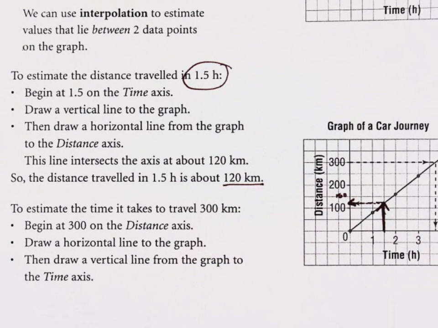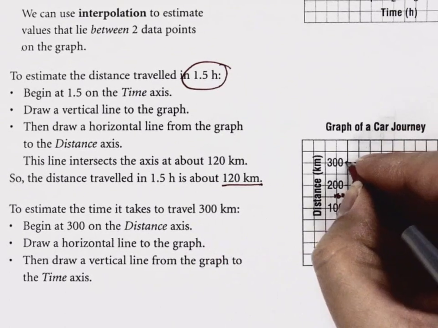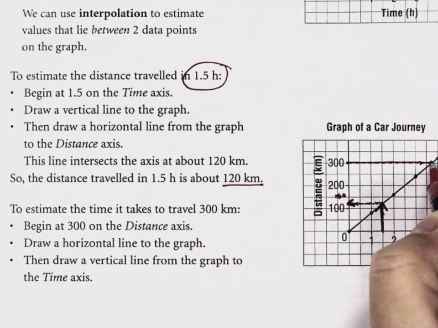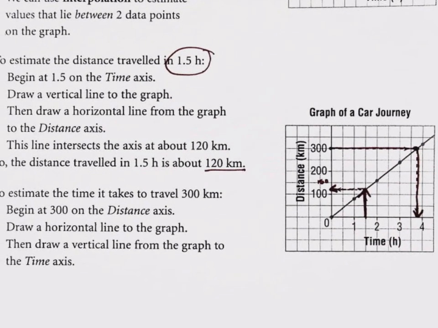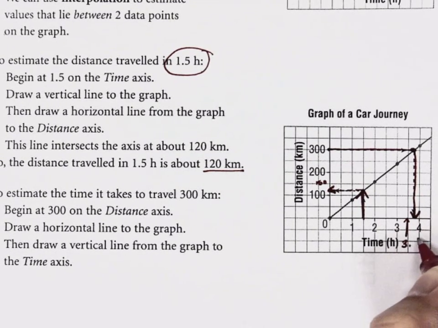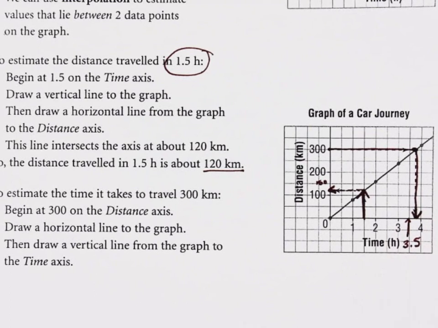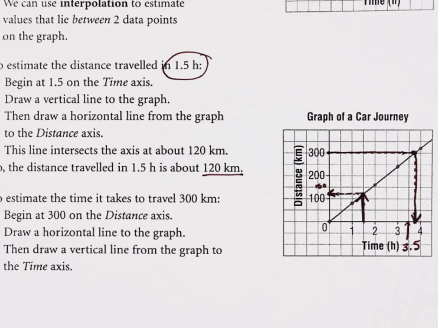Okay, so how long does it take us to travel 300 kilometers? So if we have the kilometers, we go here, we track across to the graph. Once we hit the graph, we go down. So how long do you guys think it took to travel 300 kilometers? What do you know this little line is right there? That's halfway in between 3 and 4, so it's 3.5. So we know that this would hit the x-axis between 3.5 and 4.